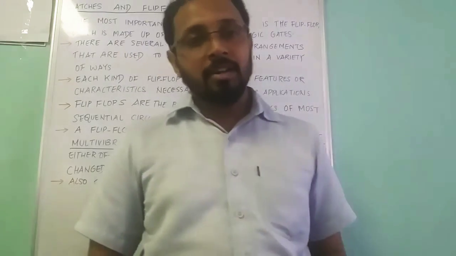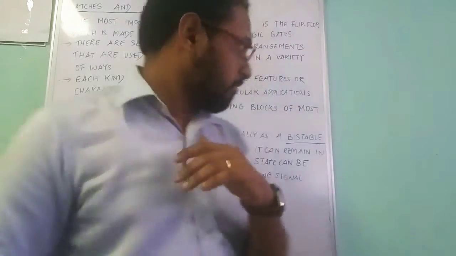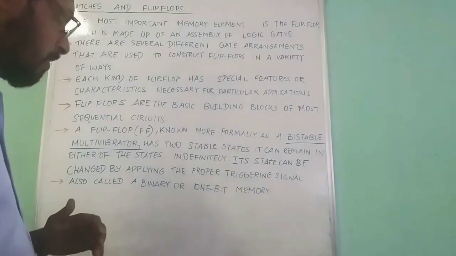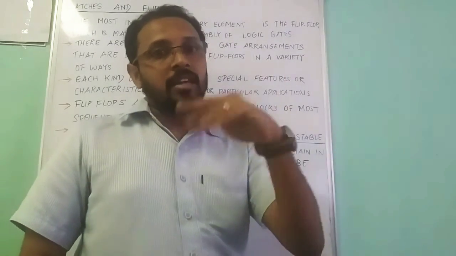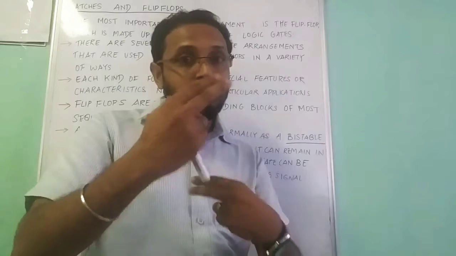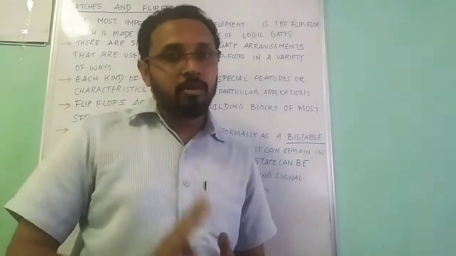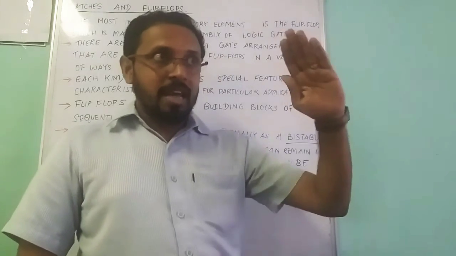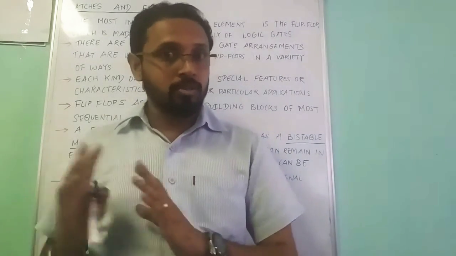A flip-flop actually stores one bit of information, so it's called binary. Binary means it can store either of the two values, 1 or 0, and at the same time it can store only one case. The actual output will be 1, and the inverted output can also be stored. Clear?